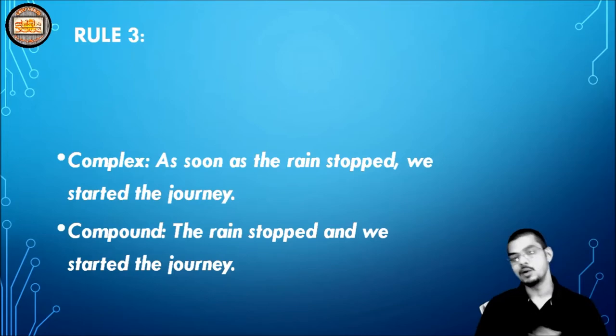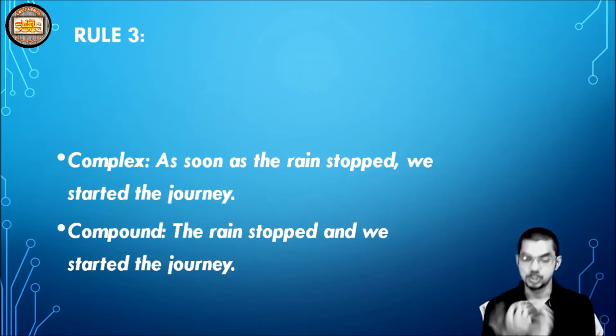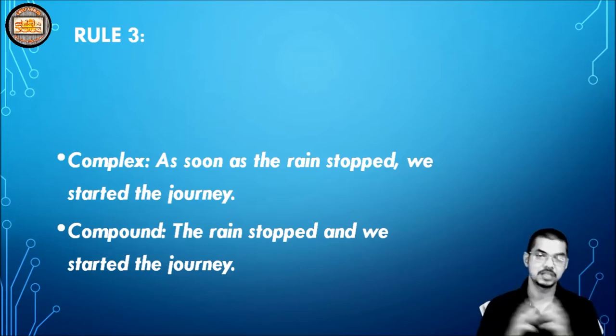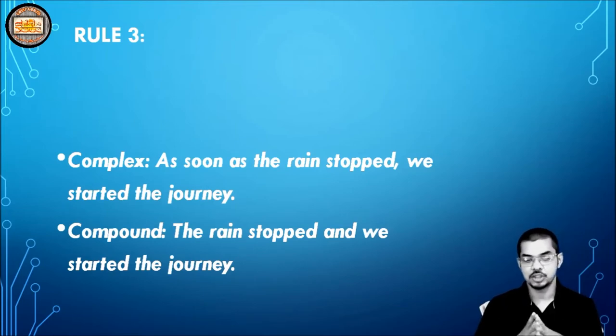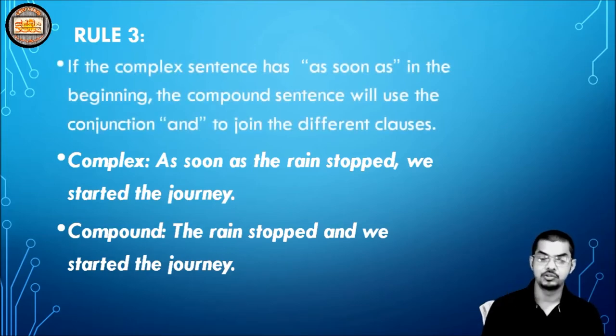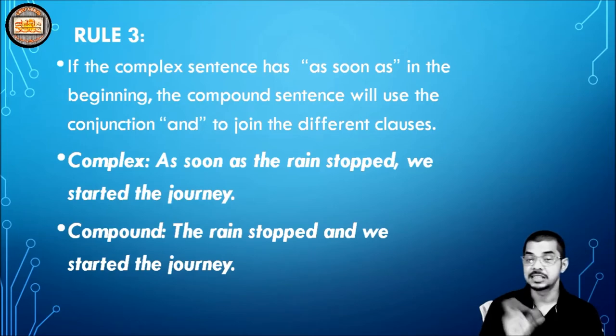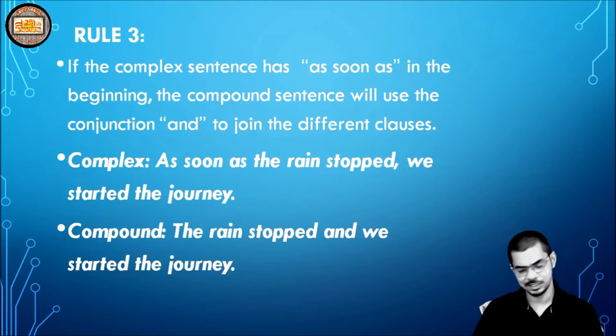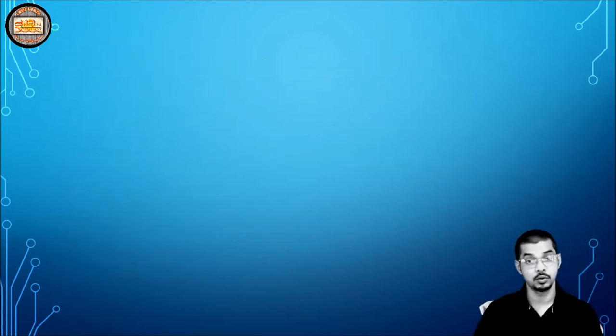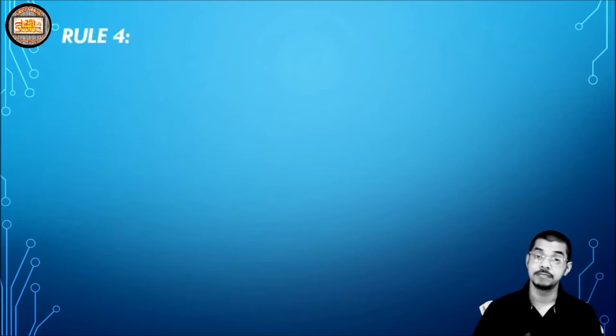So when you have to transform these as soon as sentences into compound sentence, what do you do? The rain stopped and we started the journey. It's very simple. Just remember, you have to use and in between these two clauses, dropping as soon as, and your sentence has been converted into compound sentence. So it's not tough at all, it's very easy. Let's shift to our next rule, that is the fourth rule.